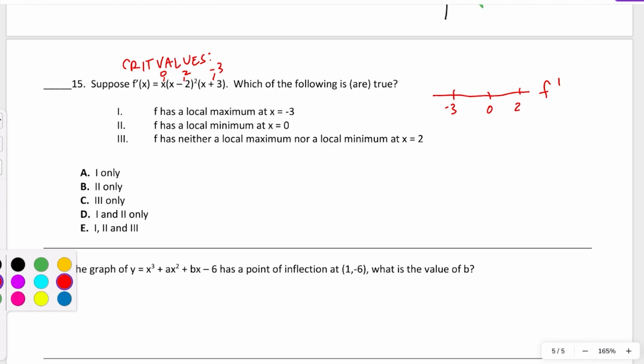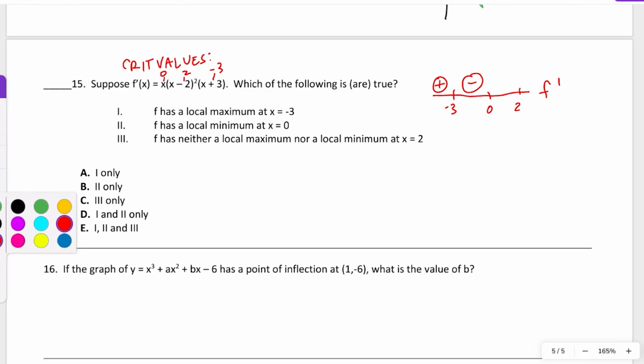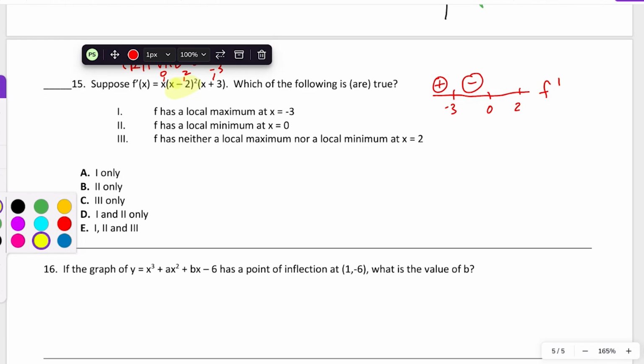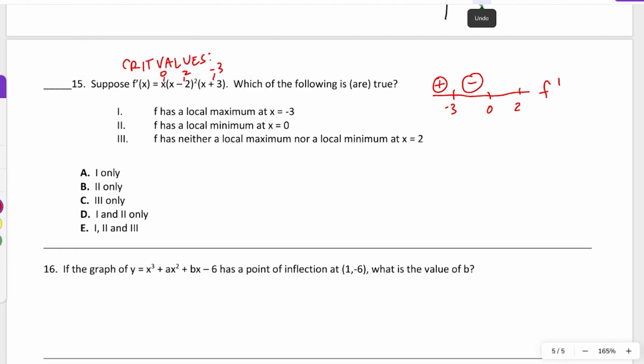So if I plug in a number like negative 5, I'm going to get a positive value. If I plug in a number like negative 1, I have a negative times a positive, which is negative. And just like with a lot of problems we've worked before, you can kind of ignore this x minus 2 squared. Because it's squared, it will always be positive, and multiplying a number by a positive number is not going to change the sign. So if I plug in a number like 1, I get 1 times 4, which is positive. And if I plug in a number like 5, I'm going to get a positive times a positive, which is once again positive.